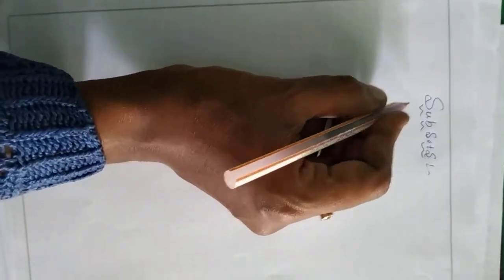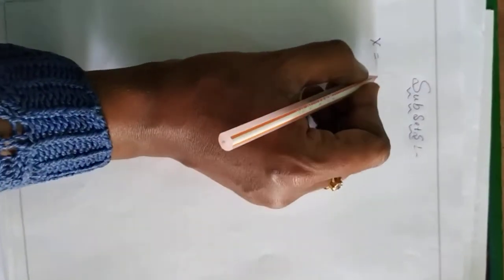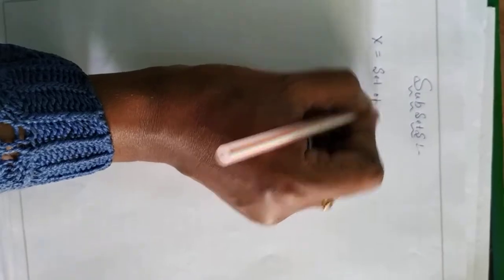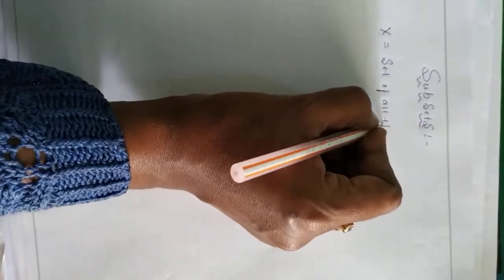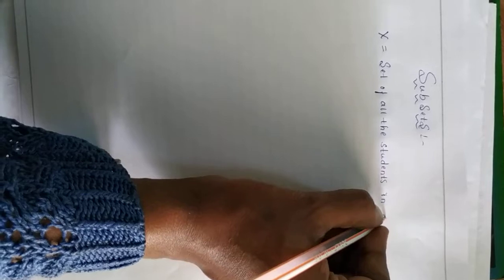Good morning, students. So today we will start with the next concept in the set chapter, that is subsets. I'll take one example and define how exactly we can define the subset. Is it clear? So now I'll take the set X, and this is the set of all the students in a class.